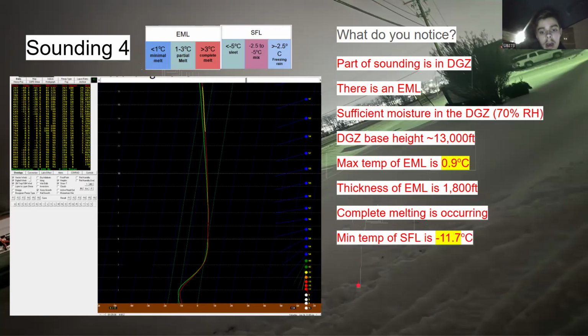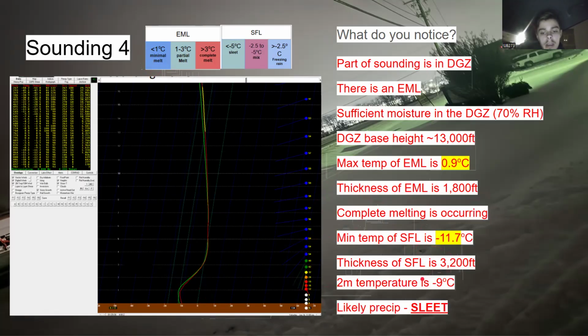Sorry. Surface freezing temperature. Okay, well, we go way down to negative 11.7, and so it definitely is going to have a situation where we have partially.